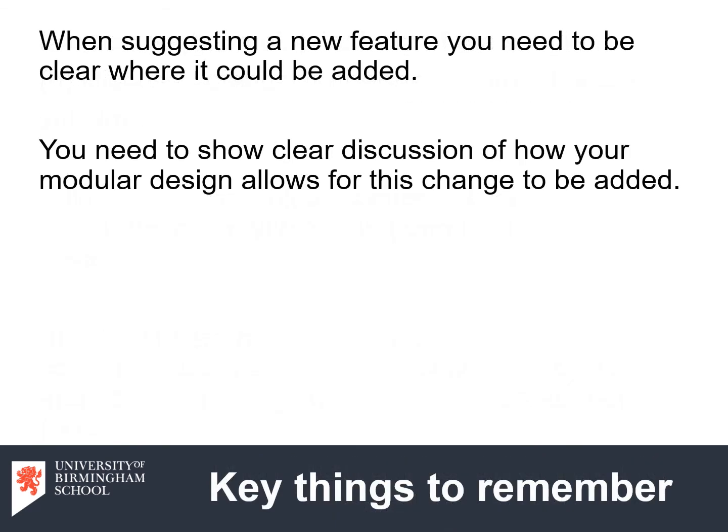So when suggesting a new feature, you need to be clear where it can be added. Talk about exactly what classes need to be changed. Talk about what classes you have to add. You need to have a clear discussion of how your modular design allows that change to be made.